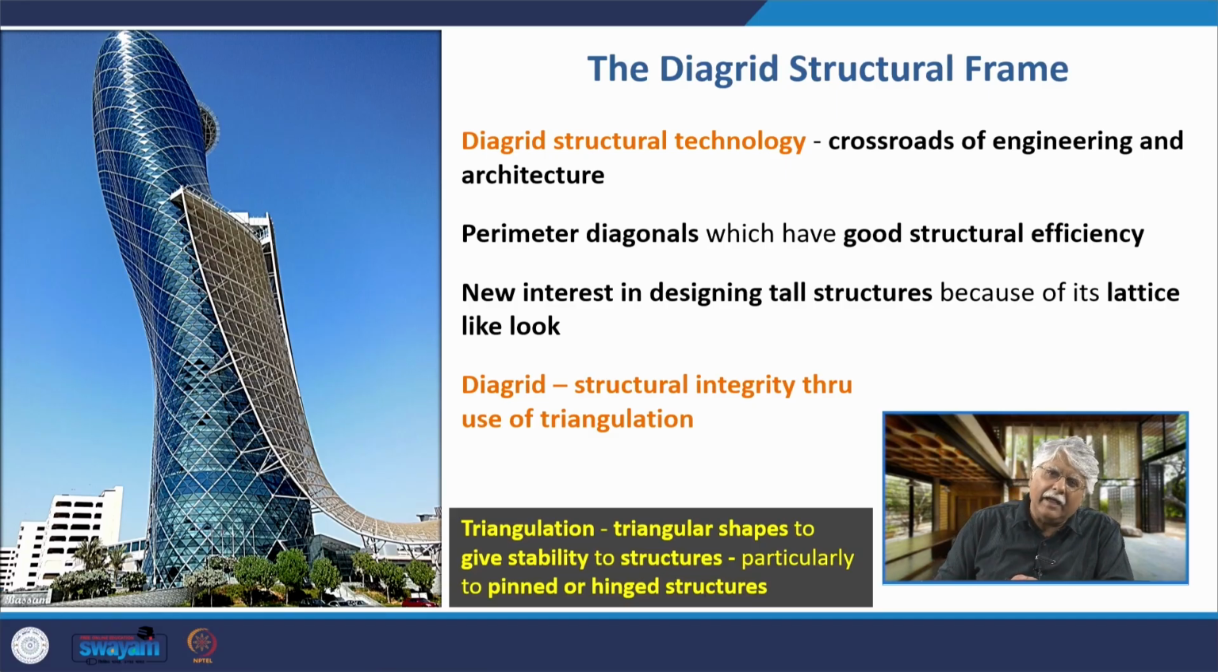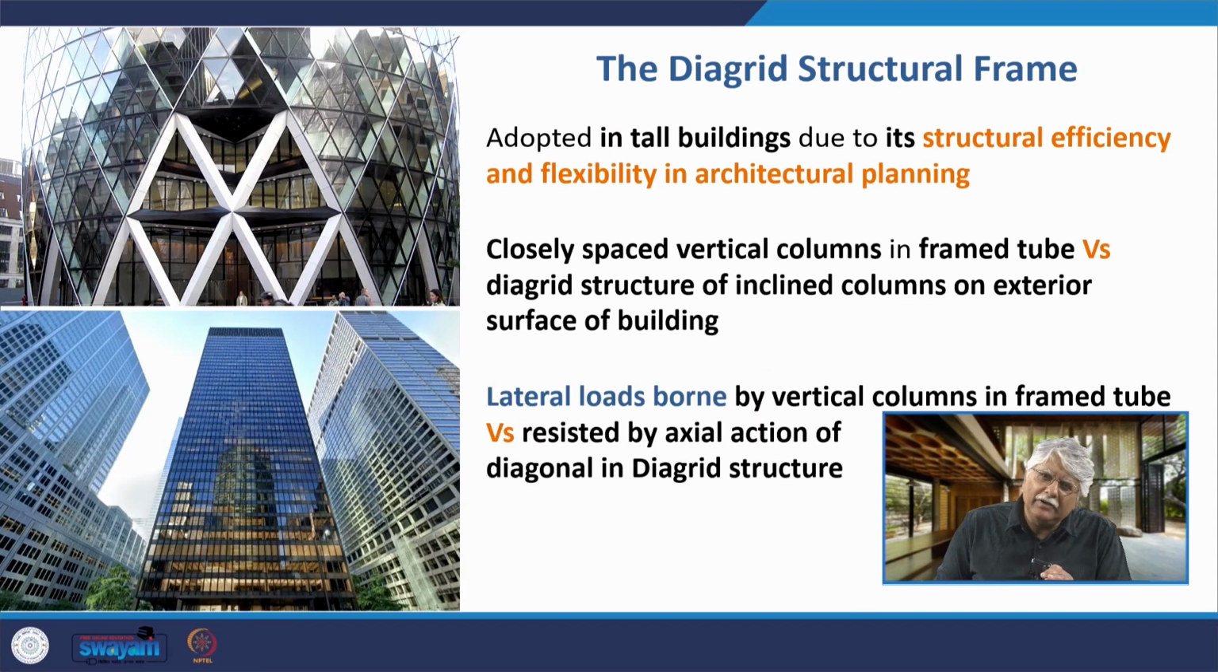The perimeter diagonals have very good structural efficiency, and this is a very new interest in designing tall structures because they have this lattice-like look as you see here in the Capital Gate building. So, Diagrid is structural integrity through the use of triangulation. It has been adopted in tall buildings due to its structural efficiency and flexibility in architectural planning, compared with closely spaced vertical columns in frame tube structures.